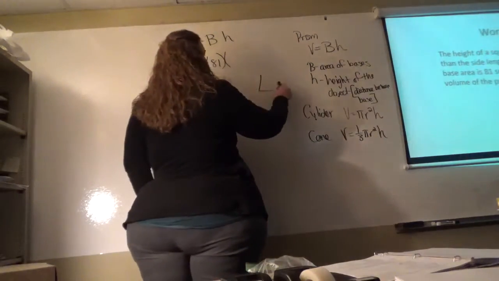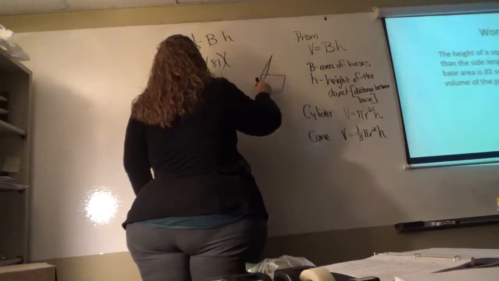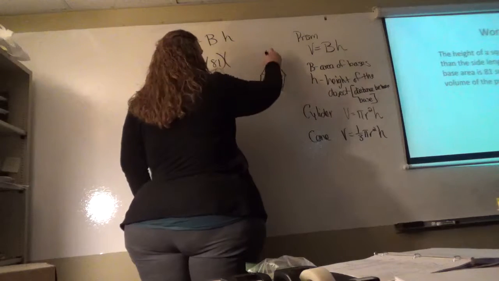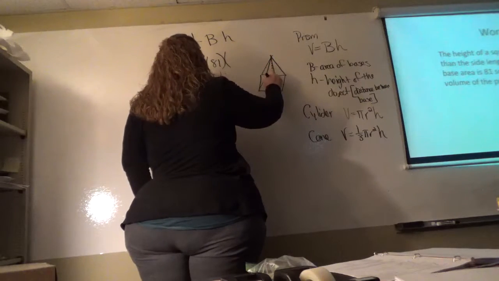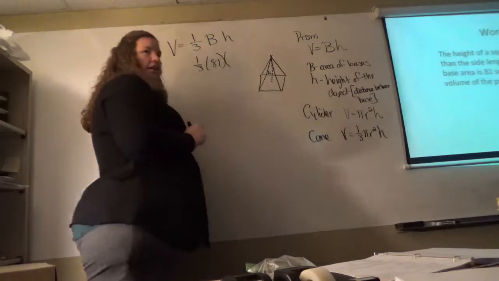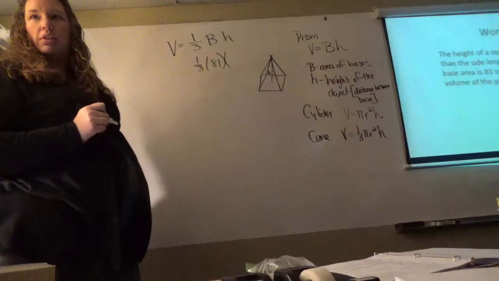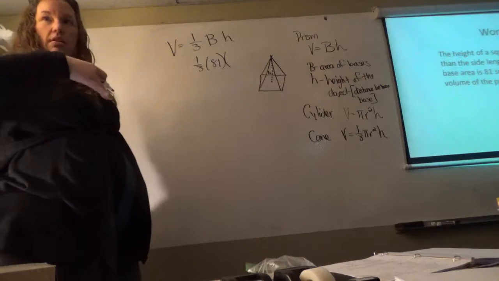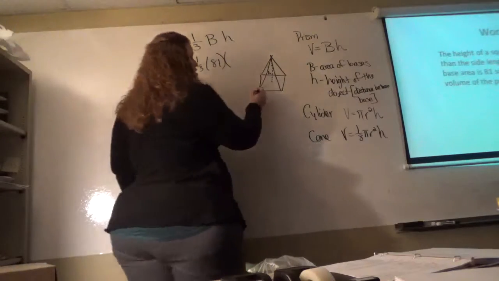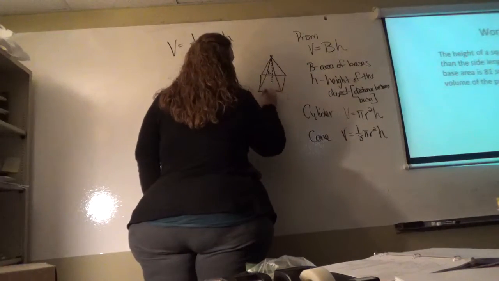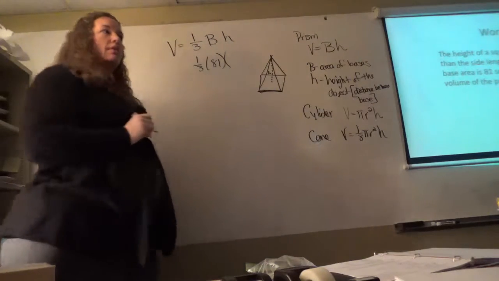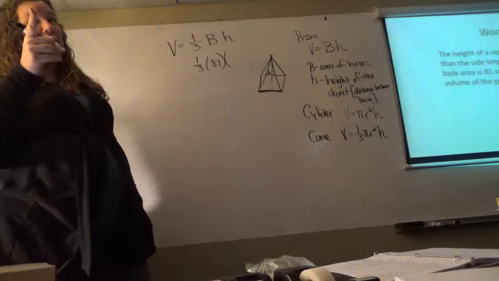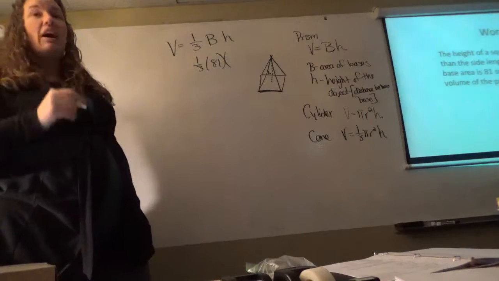So you've got a square pyramid. We need to find this measurement, right? We need to find our h, our height. It's 7 inches less than the side length of the square base. So it is 7 inches less than this side. Do we know that side's measurement? Not yet. Can we find it though? Yeah. How are you going to find it?